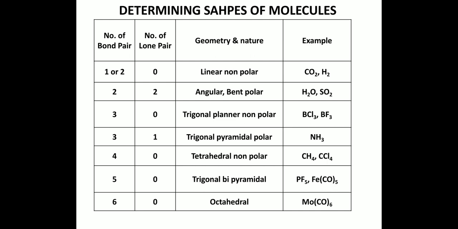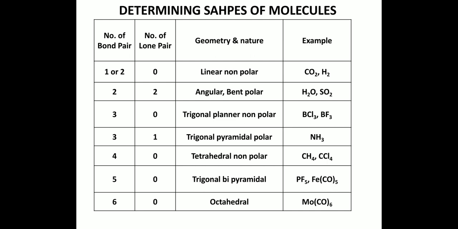If the bond pairs are 3 and no lone pair, the geometry is trigonal planar and the nature is non-polar. Boron trichloride and boron trifluoride are examples. If bond pairs are 3 and lone pair is 1, the geometrical shape is trigonal pyramidal and it is polar. Ammonia is a common example. If bond pairs are 4 and no lone pair, it is tetrahedral and non-polar. Methane and carbon tetrachloride are examples.